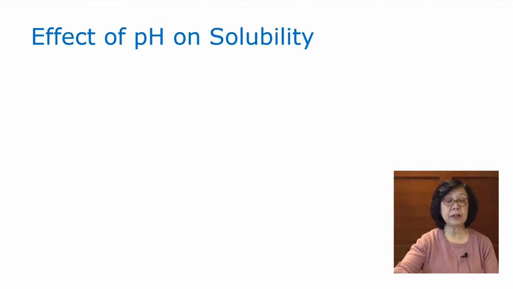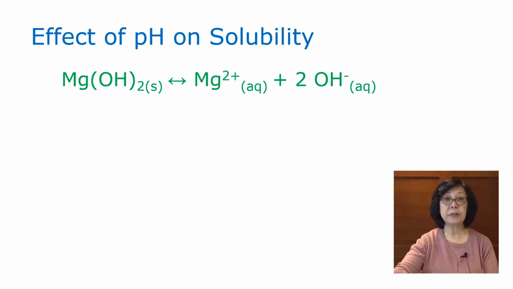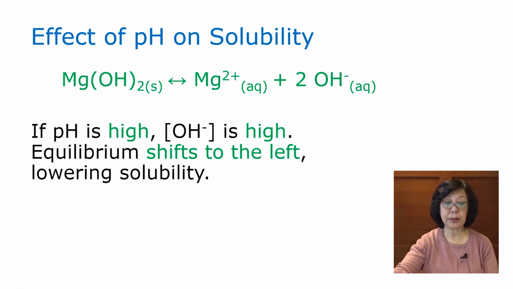There's another factor that would affect solubility, which is pH. For example, if we have magnesium hydroxide, milk of magnesia, dissolved in water to form magnesium and 2 moles of hydroxide ions. If the pH is high, that means the hydroxide ion concentration is high, then by Le Chatelier's principle, the equilibrium will be shifted to the left and lower the solubility of magnesium hydroxide.